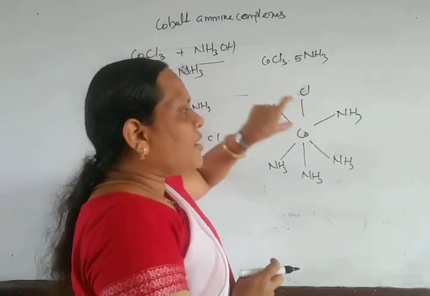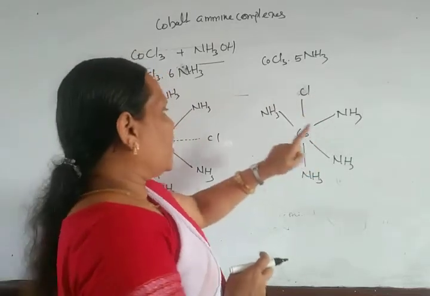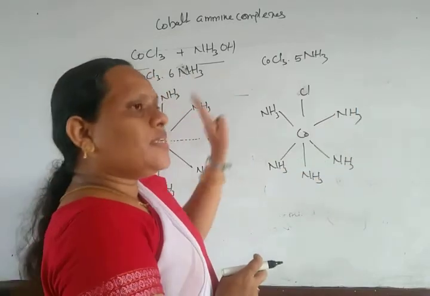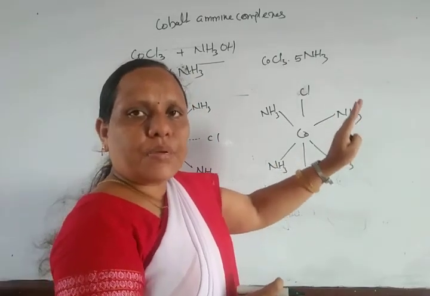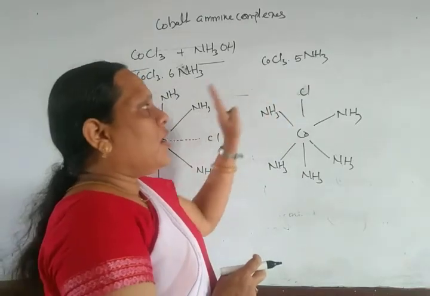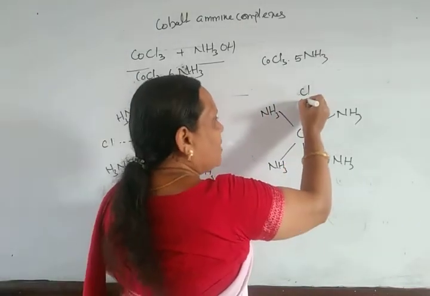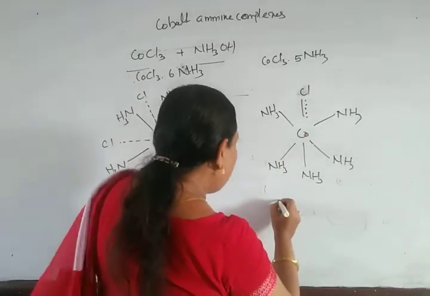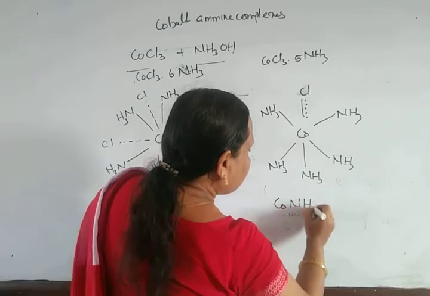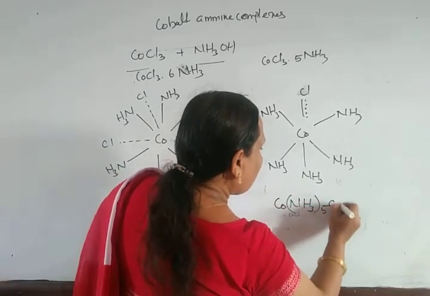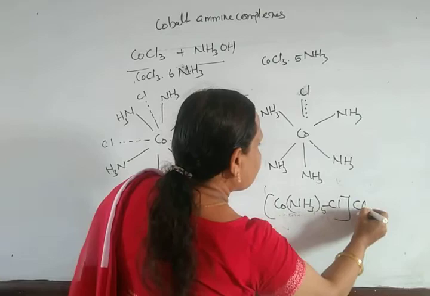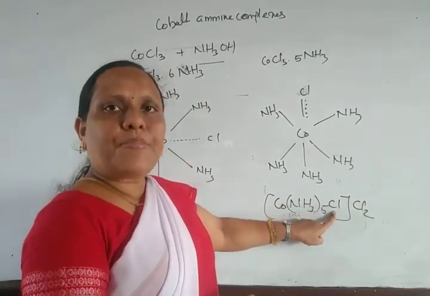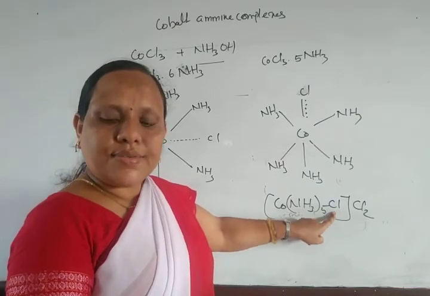To satisfy its secondary valency, one chlorine atom from the ionization sphere comes to the coordination sphere. In this way, chlorine satisfies both primary valency and secondary valency, and this is represented nowadays as [Co(NH3)5Cl]Cl2. The chlorine satisfies both its primary valency and secondary valency.